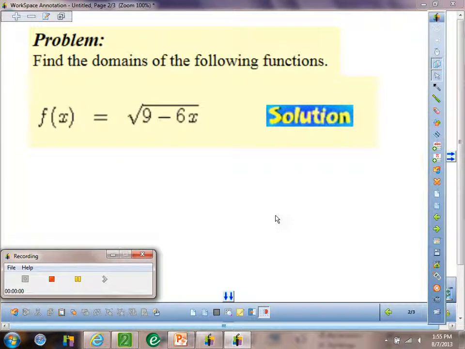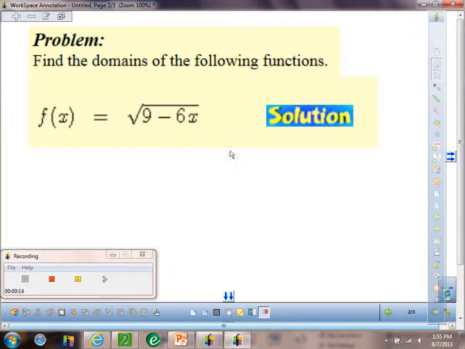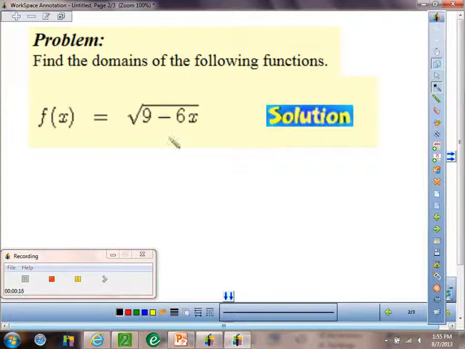Looking for the domain of this. Okay, so what we're going to do is find out either where it can be or can't be. So for this, when we had, in the other video, a fraction or a rational, what we did was we put it equal to 0.